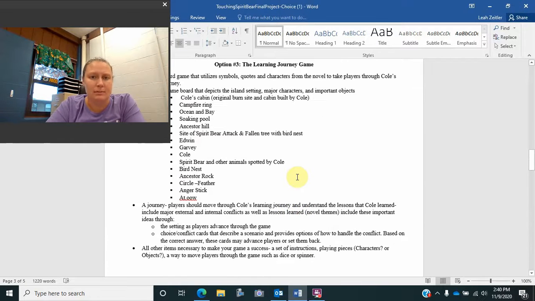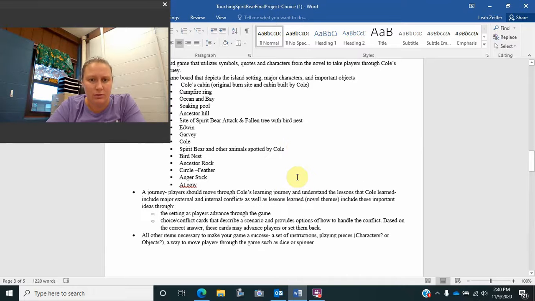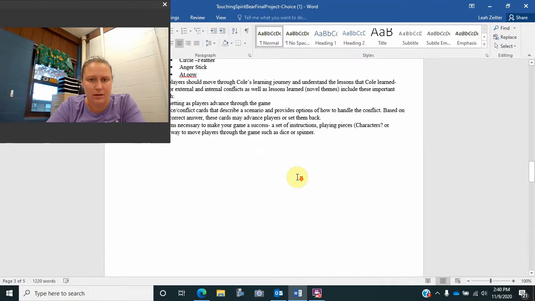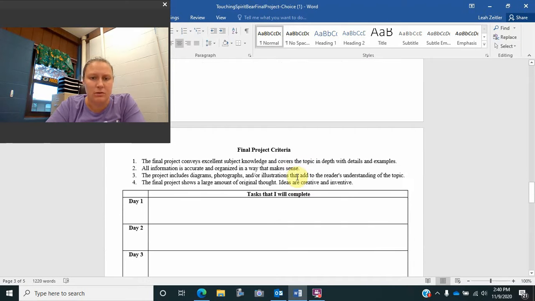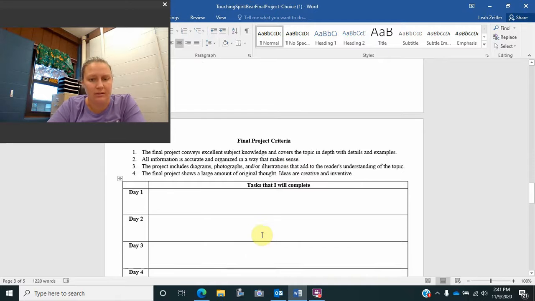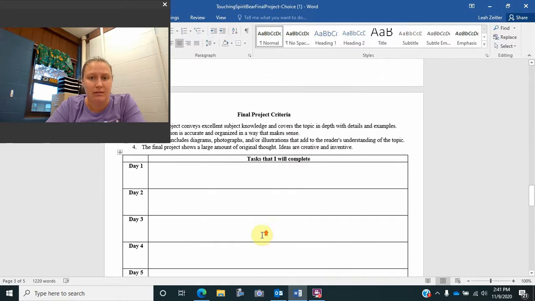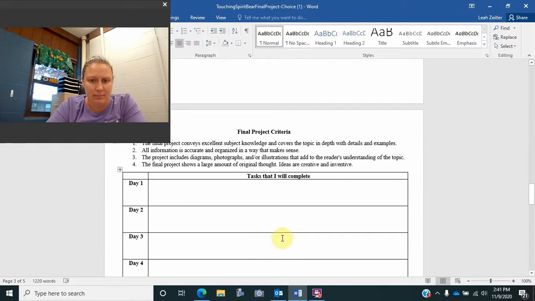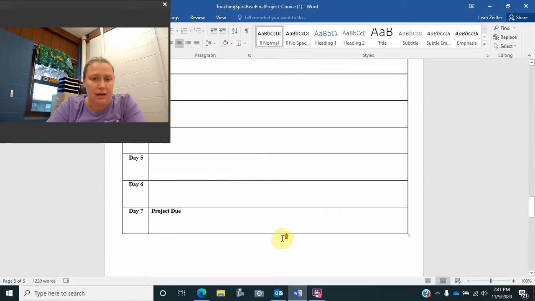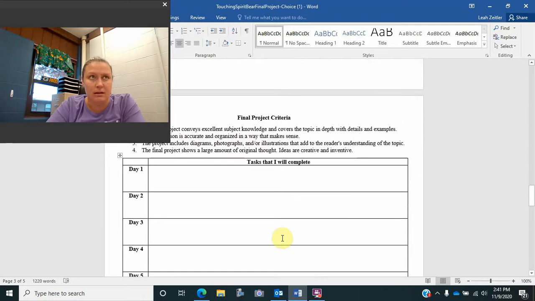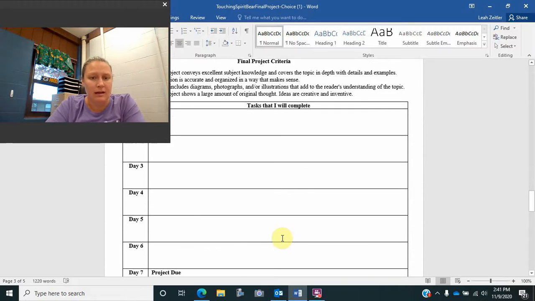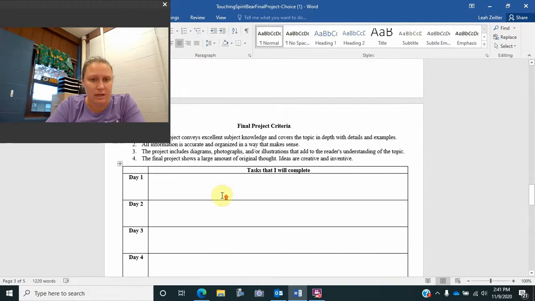Once you choose your option, I'm not asking you to do that today. I just wanted to go through the different ideas for your choices. Once we get to the point of actually starting on our final project, I will ask you to complete the final project timeline. So you do have 7 days to do this, but keep in mind it's 8A B-Day schedule, so it kind of goes the span of a little over 2 weeks.